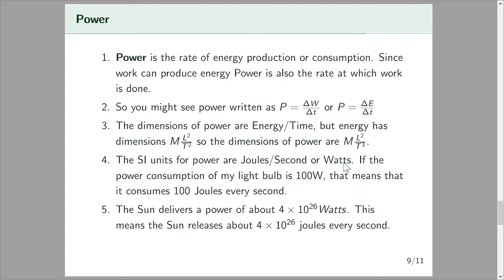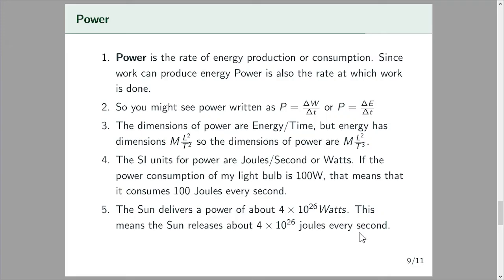So if you have like 30 watt speakers, it means they consume 30 watts of power. If the power consumption of a light bulb is 100 watts, that means it consumes 100 joules every second. The sun delivers about 4 times 10 to the 26th watts. This means that the sun releases about 4 times 10 to the 26 joules of energy every second. A joule, so 4 times 10 to the 26 is 4 with 26 zeros after it.